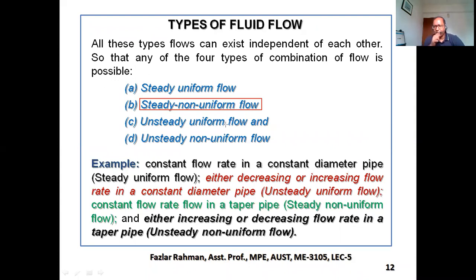So what is the example? Say you have a constant flow rate in a constant diameter pipe. If you have a pipe with a fixed diameter, that will be steady uniform flow. Because the diameter is the same, all the fluid particles will travel with the same velocity, and the velocity will not change with respect to time. So the fluid particle right over here travels this much, and the fluid particle right over here will travel the same distance if the diameter is not changing. So that is an example of steady uniform flow.